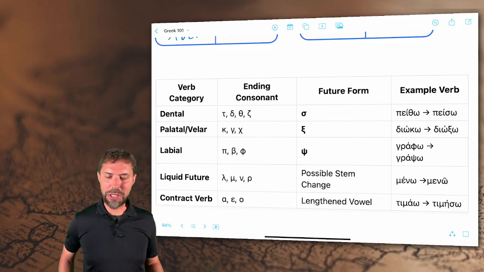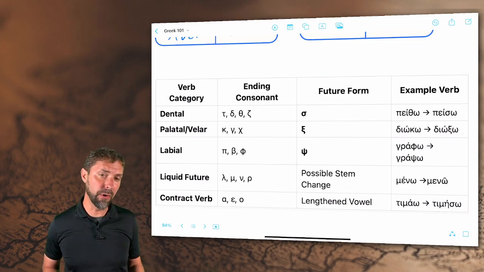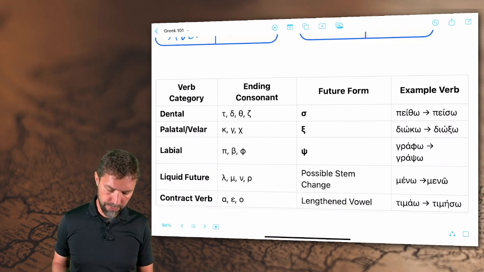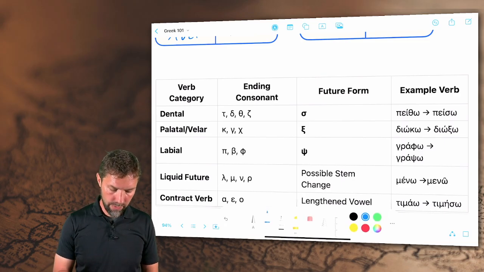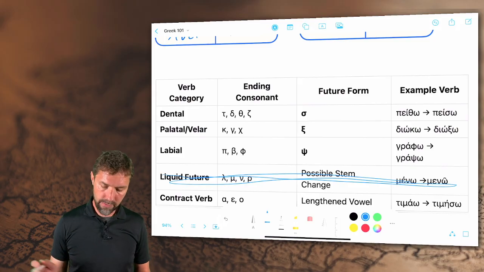Here's a moderately intimidating chart, and you would need to memorize the information here. The good news is I think there are some conceptual things that can make this chart go down really easily. Okay, for starters, I'm not going to work with you really at all for this lesson on this line right here. The liquid future is something that we'll come back to in lesson 13. So you can leave that for now.